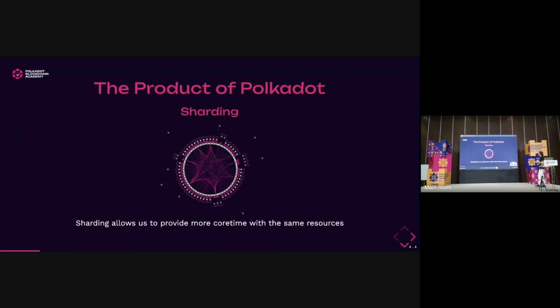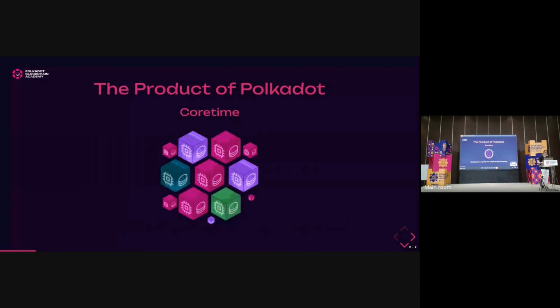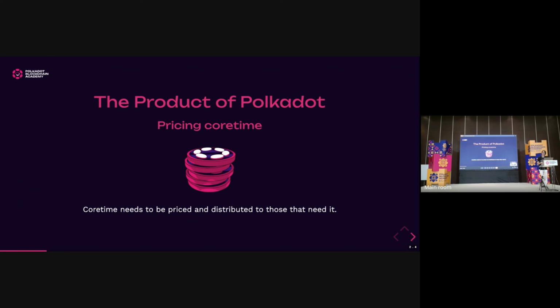And because Polkadot is sharded, it allows us to provide a lot of computational power. A lot of programs can be run on Polkadot and benefit from this high security. But the problem is, how do we actually price and make this computational core time available to different sorts of applications? A lot of them are sovereign, and a lot of them have different needs for how much computation they need.